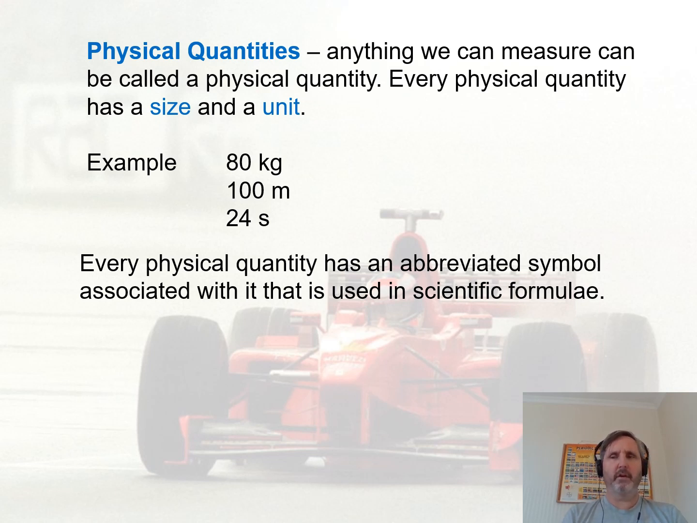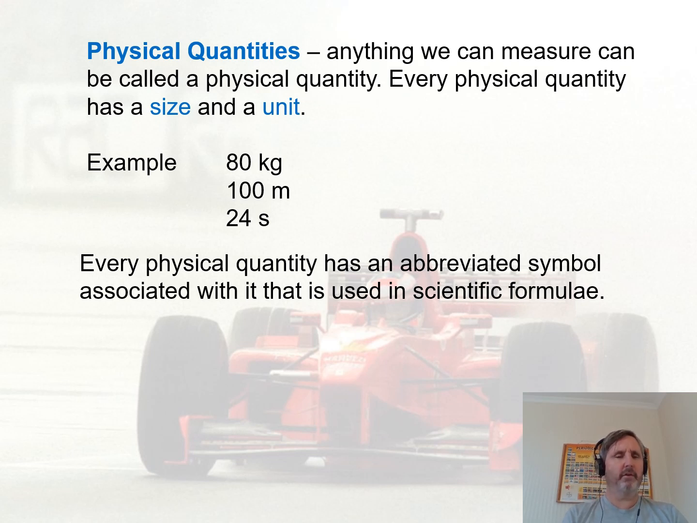Now, there are lots of things that we can observe around us. When I look outside, I can observe that the sky is blue, I can see that the trees are green, or I can stand on the scales and observe that my mass is 80 kilograms. Now, if I can make an observation or a measurement that gives me a size, a number and a unit, what I'm getting there is a measurement of a physical quantity.